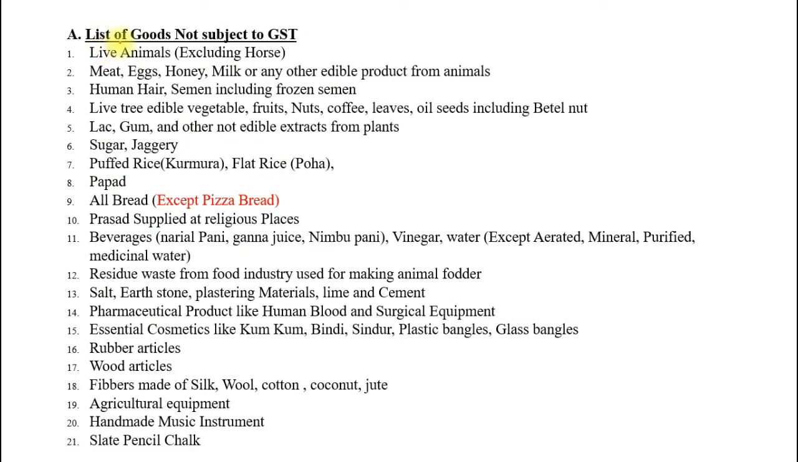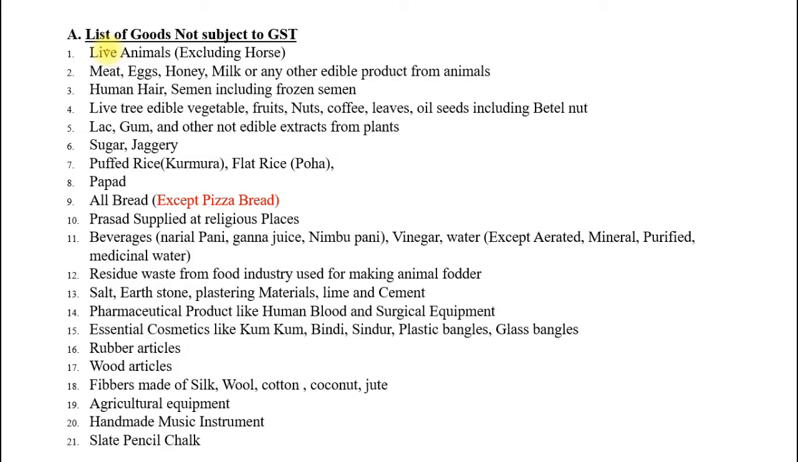So yes, this is a list of all the goods which are not subjected to GST. Number one, live animals. All types of animals do not come under GST, excluding horse. Meat, egg, honey, milk, or any other edible product from animals are exempted. Human hair, semen including frozen semen, exempted. Live trees, edible vegetables, fruits, nuts, coffee, leaves, oilseed including betel nut, they are exempted.